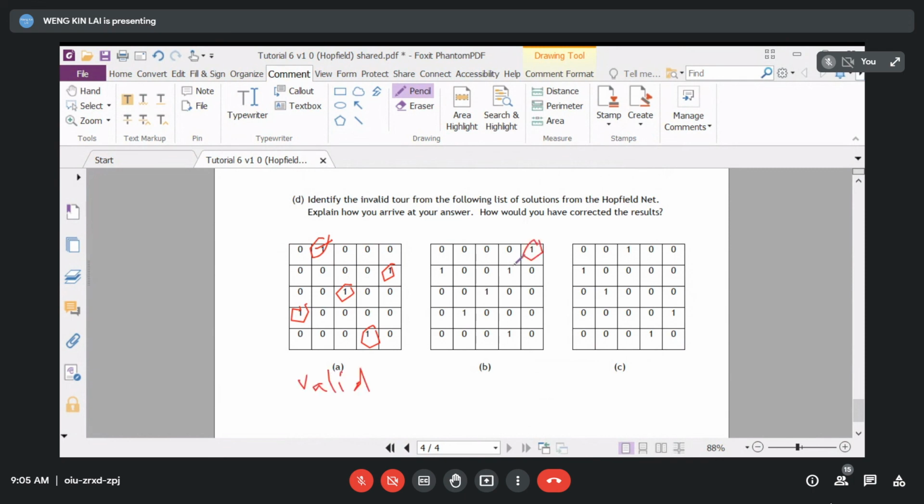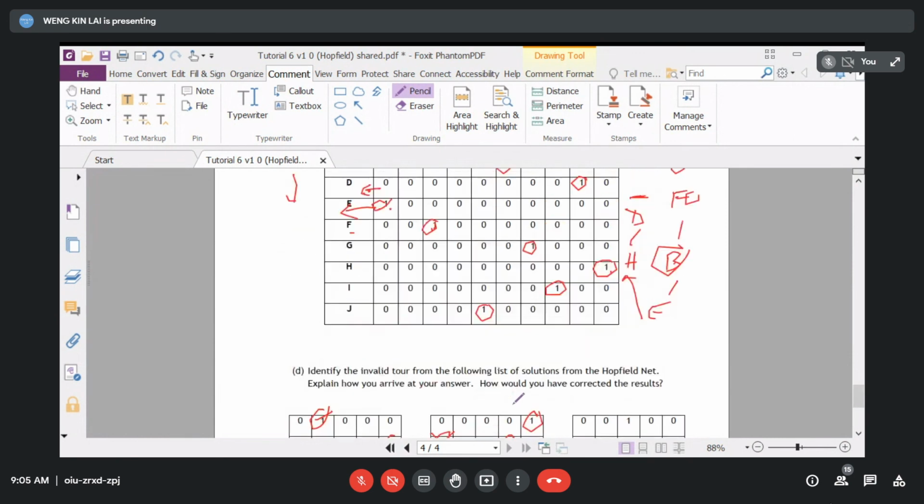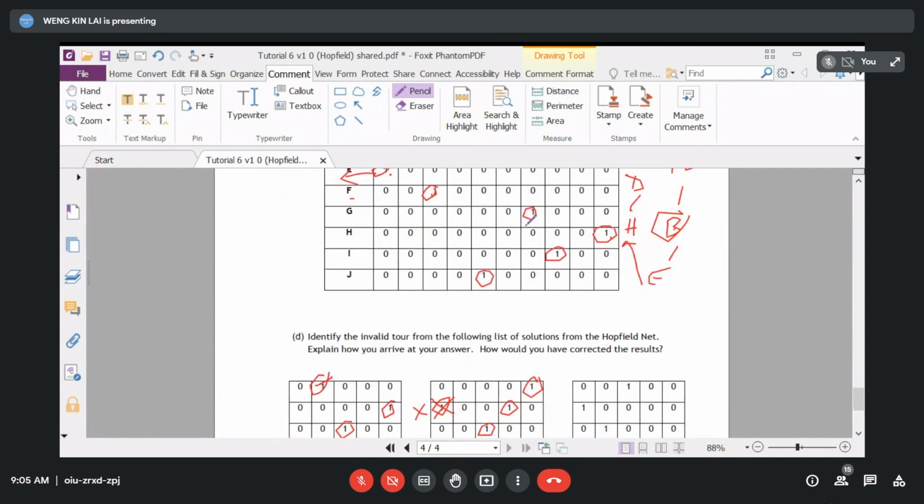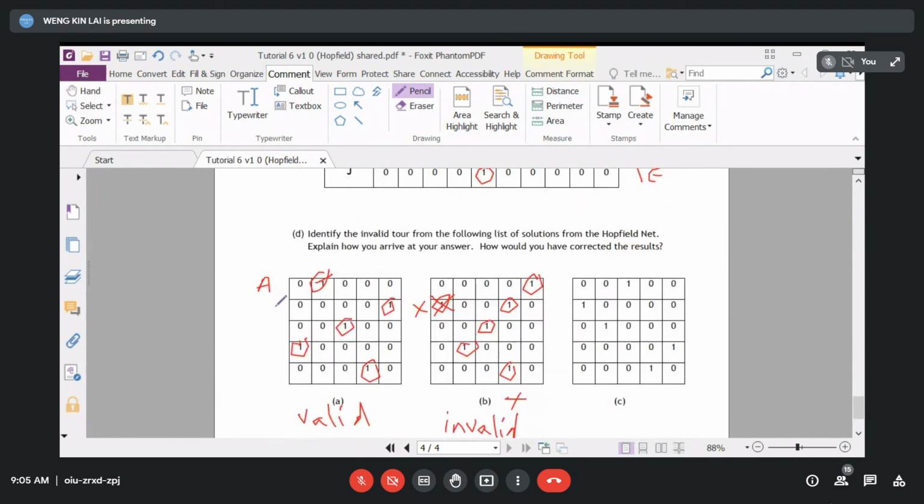How about this one here? This row, no. We have two 1s already. This column also no. So this is an invalid tour. If I use the same labels back here, how do I interpret my tour? This is A, B, C, D, E. Let's start from B. I go from B to my neighbor C, then D, D to E, E to A, and then A back to B. This is my tour. This one I cannot, because you have two of them here, so I will get the wrong answer.